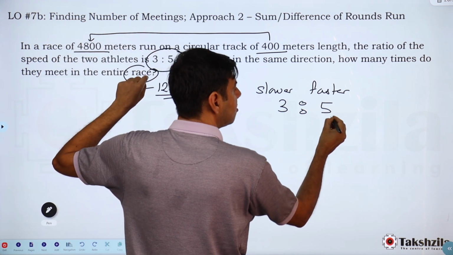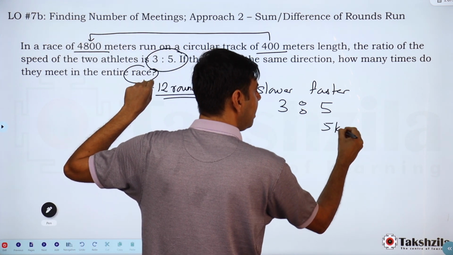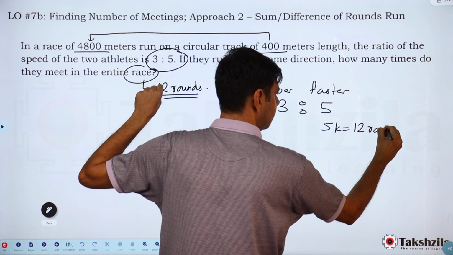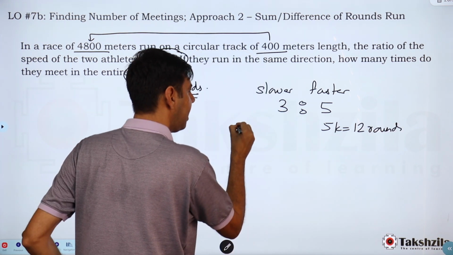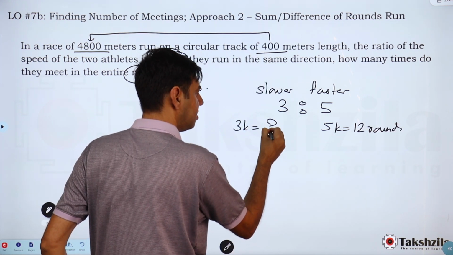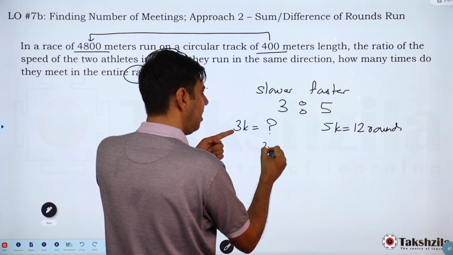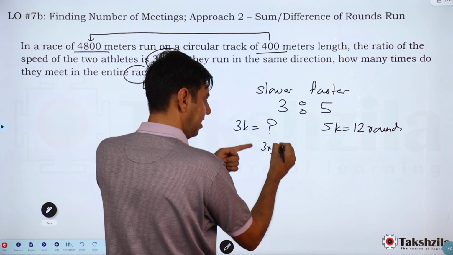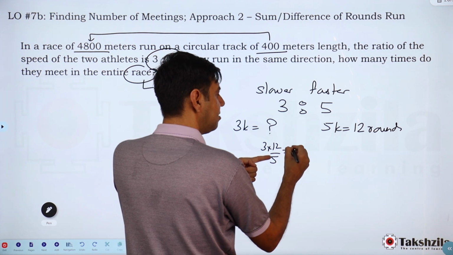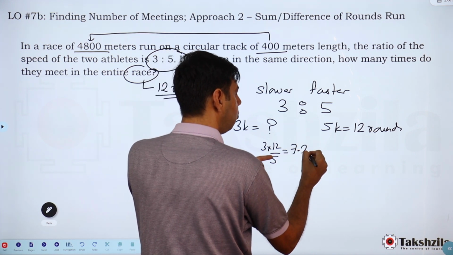So, okay, the 5K is equal to 12 rounds. So the question is 3K is equal to how many rounds? And K is 12 by 5. So 3K is 3 into 12 by 5. That is 36 by 5. 36 by 5 is 7.2 rounds.